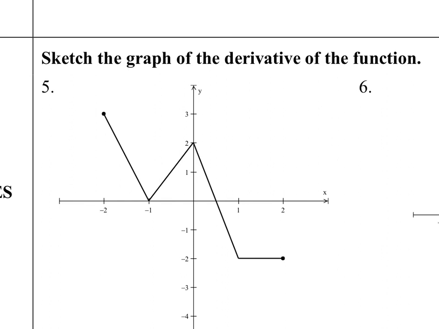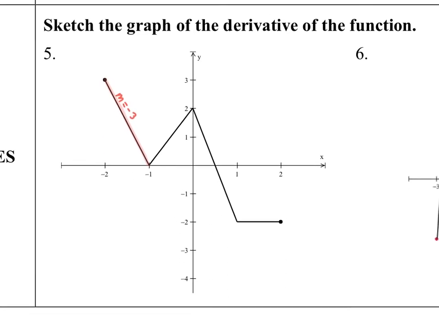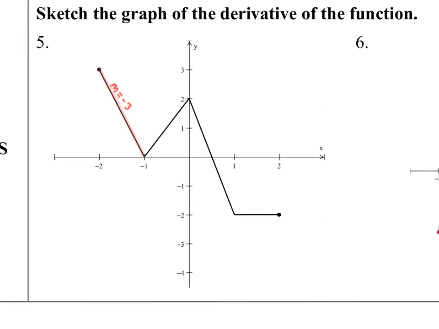On question 5, I can see I have a constant slope right here, and I can just count and see that I go down 3 over 1. So it's got a slope of negative 3. So on that x interval that goes from negative 2 to negative 1, I'm going to do a value of negative 3.